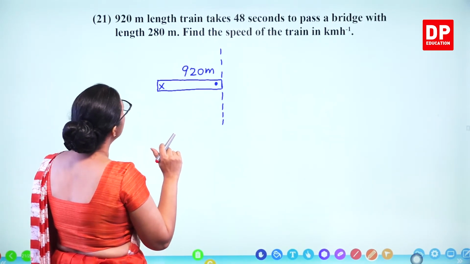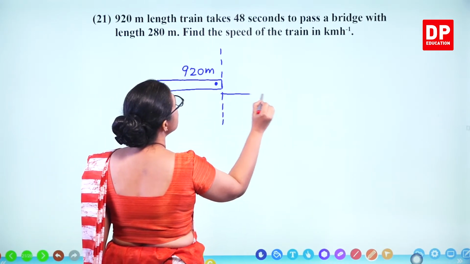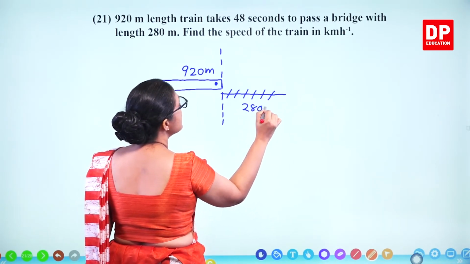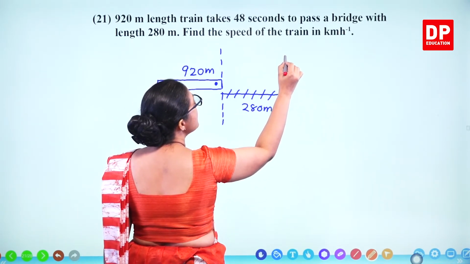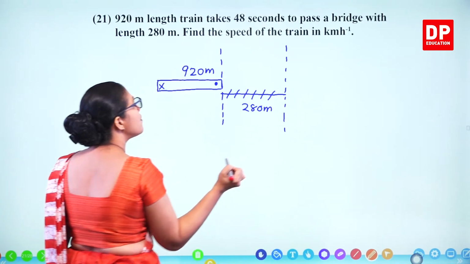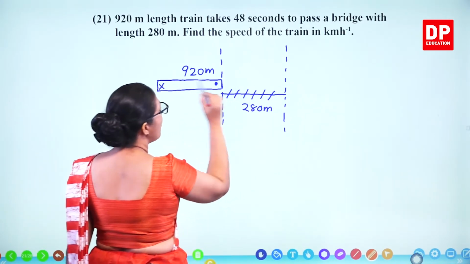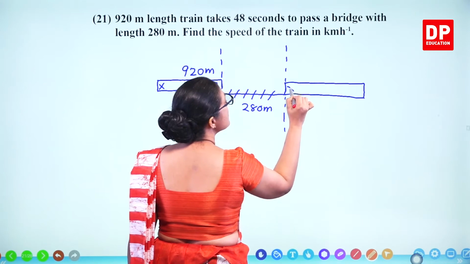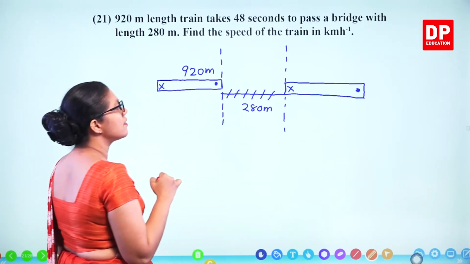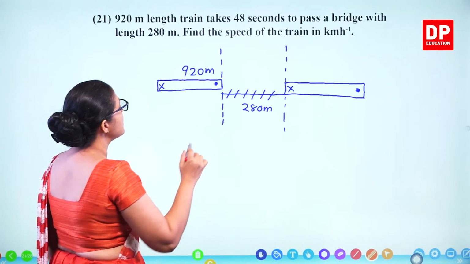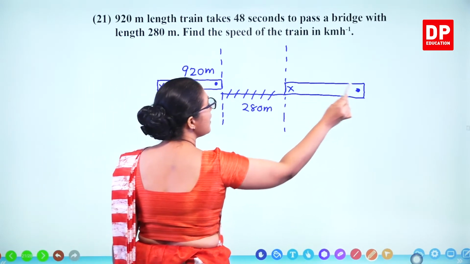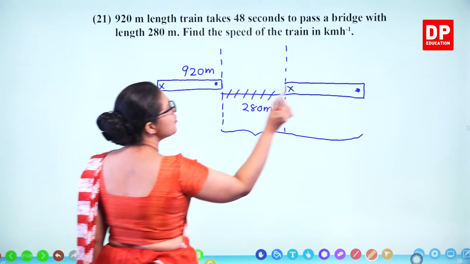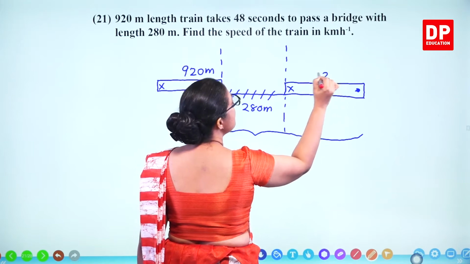So what's the length of the bridge? 280. So this is the bridge, 280 meters. So passing the bridge means where should be the train now? The end point should be here. So this is here. So this is the engine. So that means from here to here, this is the total distance traveled. So the length of the train is 920 meters.